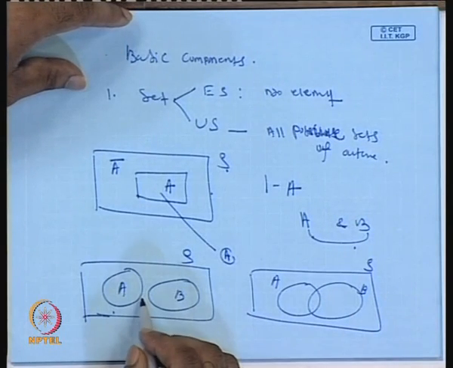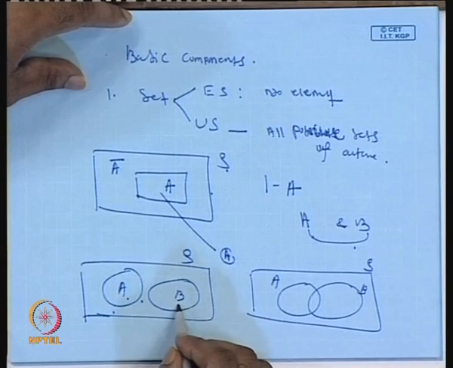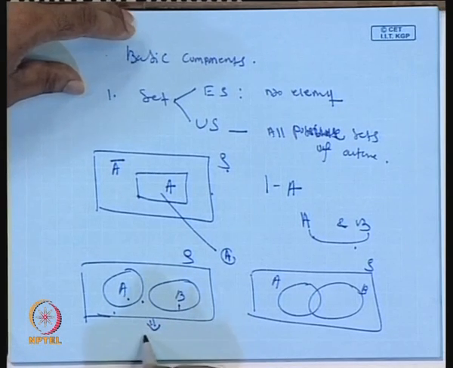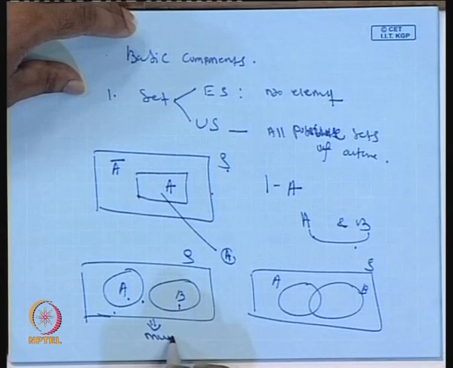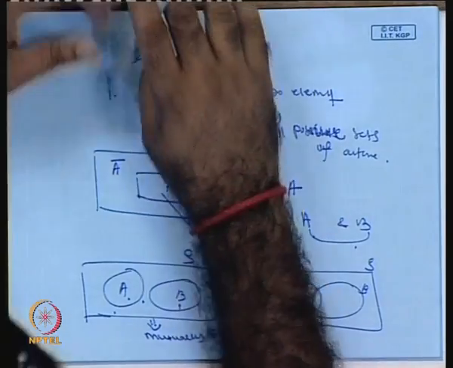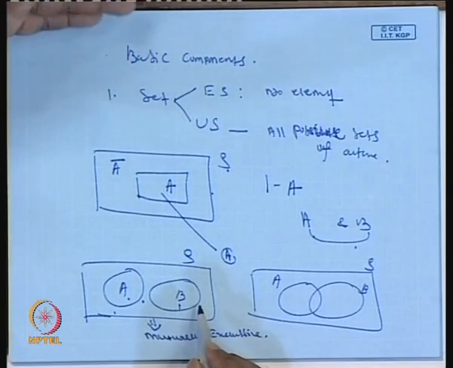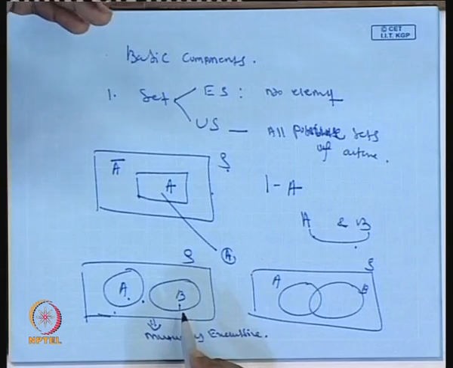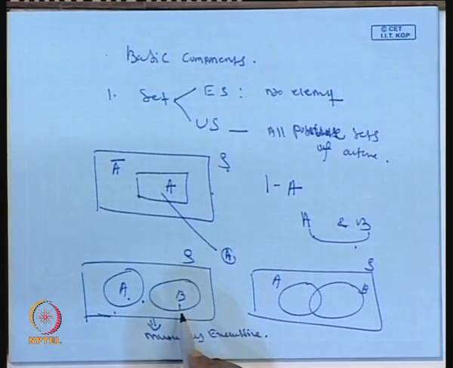Now, in the first case, set A and set B are totally independent. This is what you usually call mutually exclusive events, or otherwise called a disjoint set. That means there is no common element in between. A is a set under the universal set and B is a set under the universal set, but there is no integration between A and B.